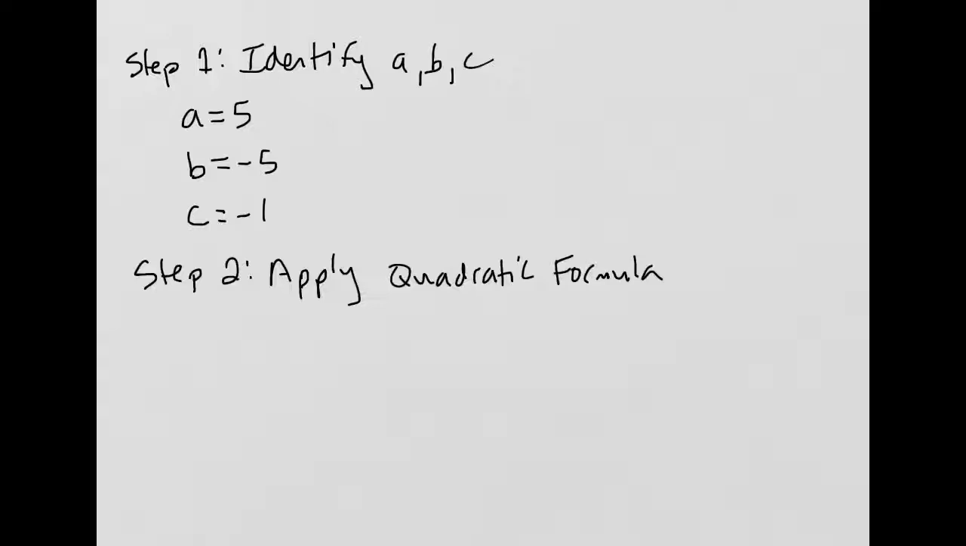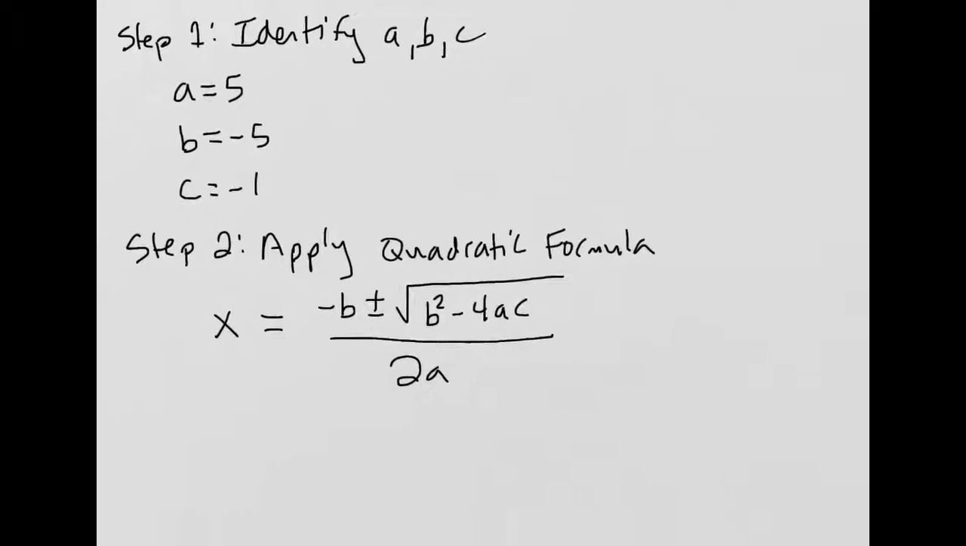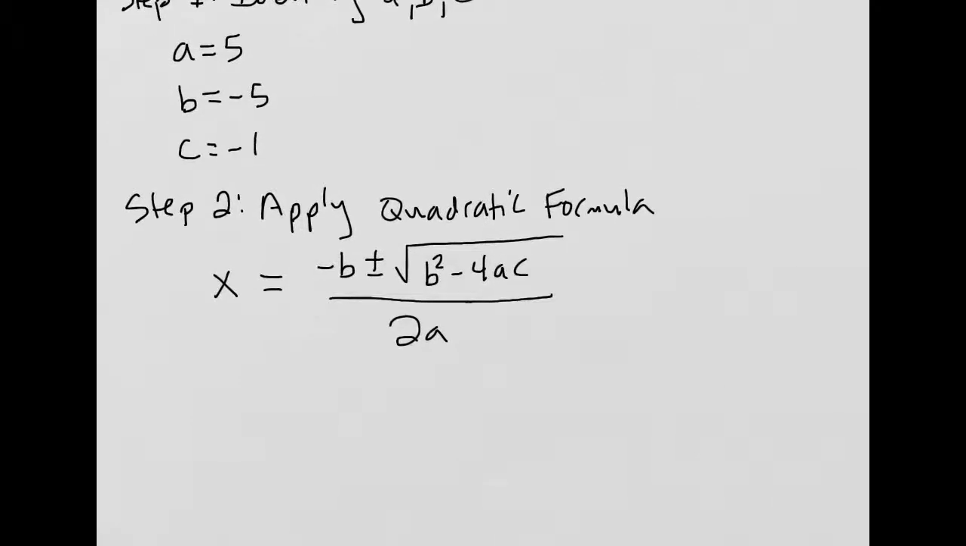So the quadratic formula is just a formula that allows us to solve for x in quadratic equations, and it looks like this. So it's x equals, because again it's a way to solve for x, the opposite of b plus or minus the square root of b squared minus 4ac all over 2a. So all I'm going to do is take our a, b, and c values and just drop them in.